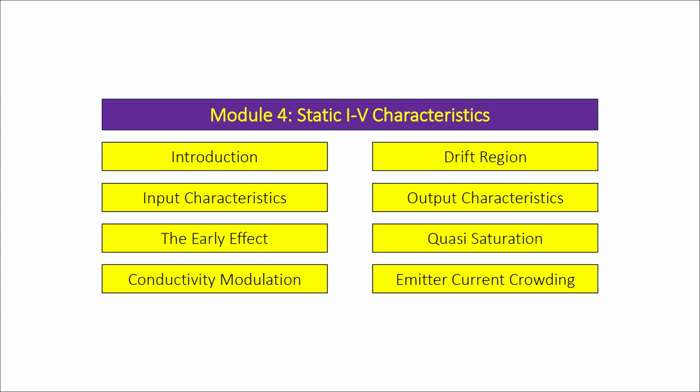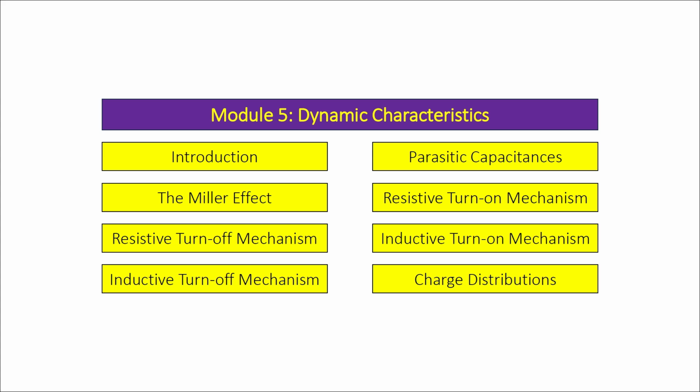Module 4, Static IV Characteristics. Here, we will discuss the static IV characteristics of transistors and other relevant concepts including early effect, quasi-saturation, conductivity modulation, and hard saturation. Module 5, Dynamic Characteristics. In this module, we examine the switching characteristics of transistors in detail, considering both resistive and inductive loads. Understanding these characteristics is very important when using transistors in power electronic applications.